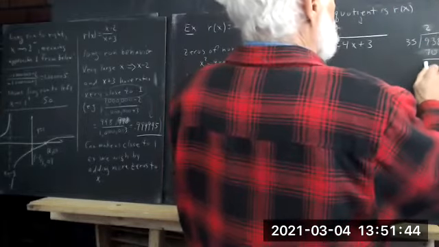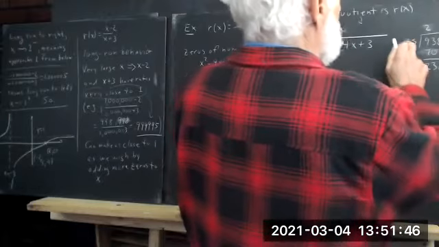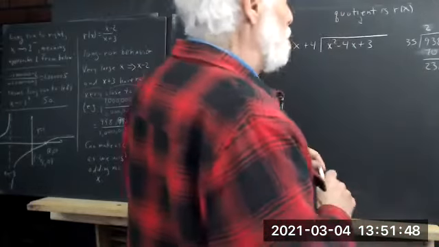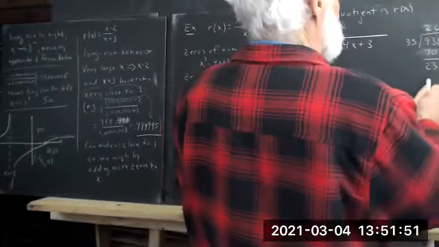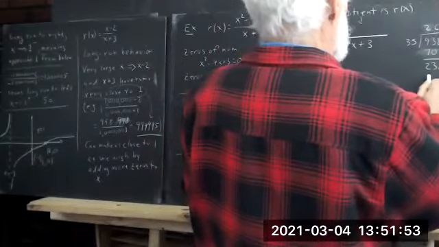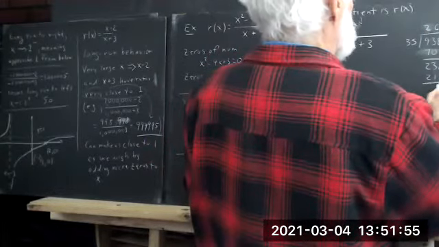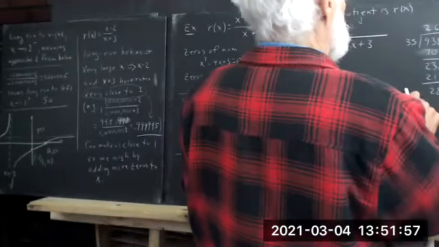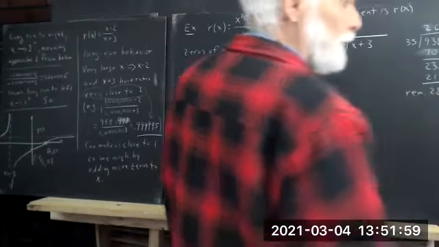And then we subtract this, we get 238. 35 into 238, it's going to be 6. And we're going to get 210. And we're going to get a remainder of 28.